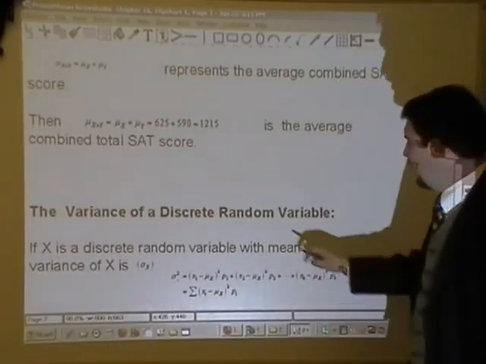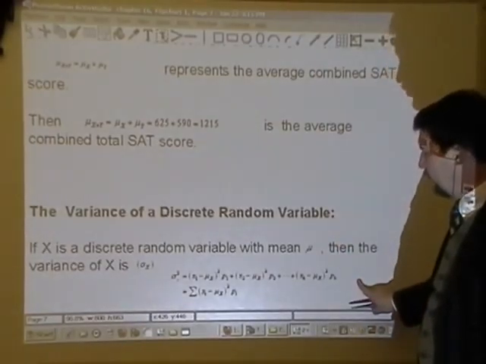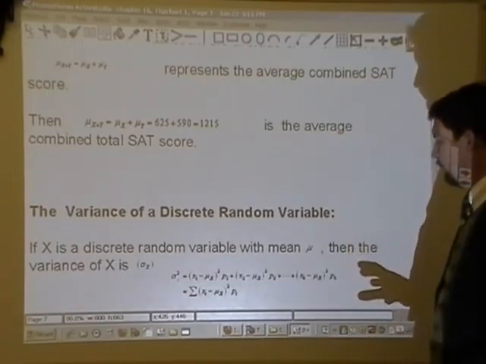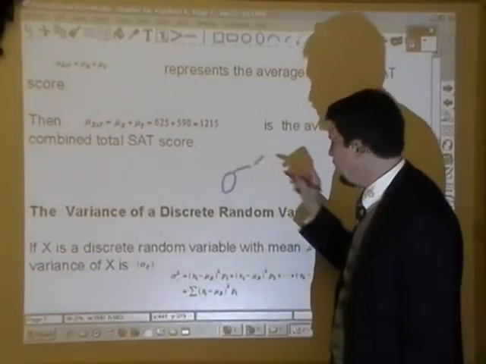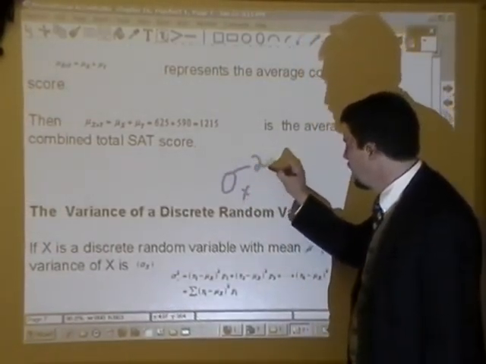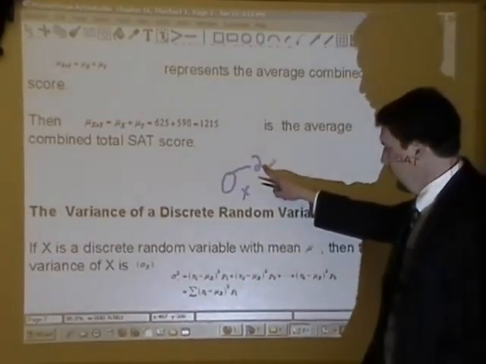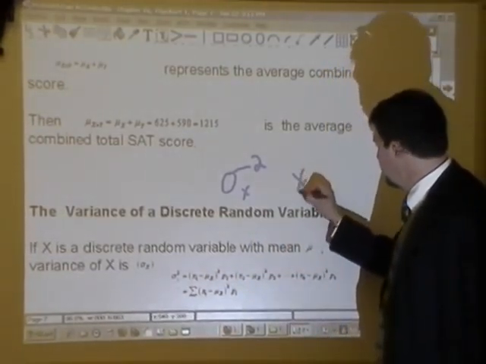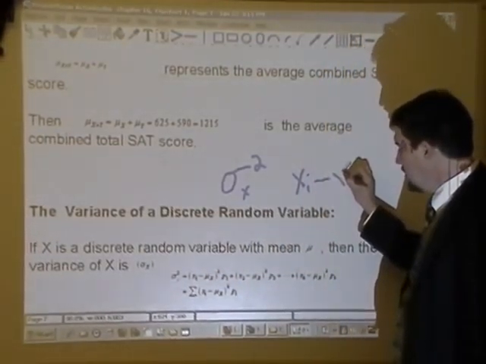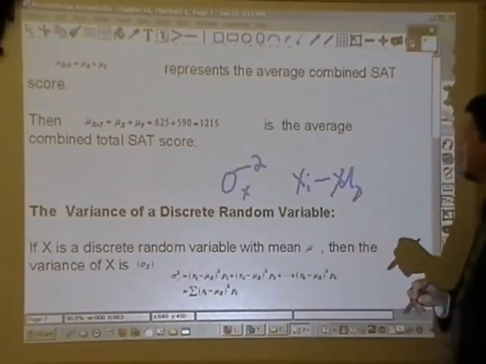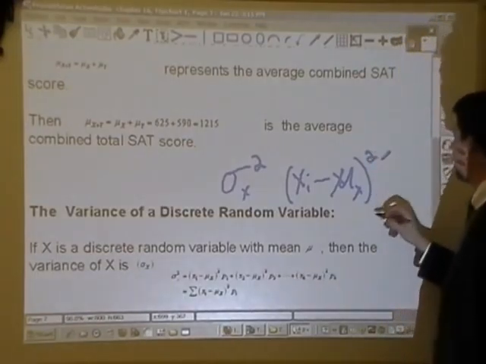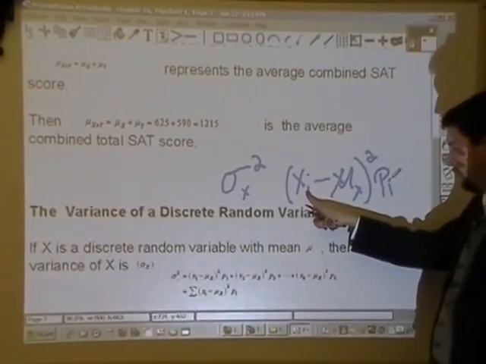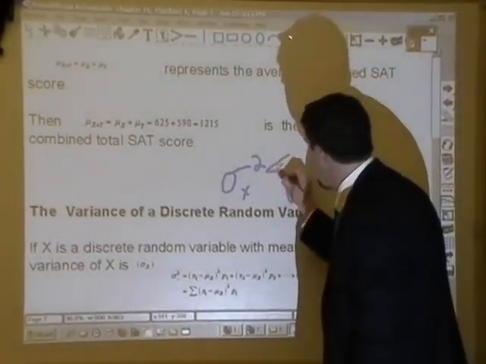Now, here it says the variance of a discrete random variable, and this is the formula for the variance. And the variance, we said, is the standard deviation squared. So here's the formula for the standard deviation of x. The variance is going to be written as the standard deviation squared. And the formula for the variance is equal to each value of x, x sub i, minus the mean of the distribution. I have to square it, I have to multiply it by the probability associated with this x. Okay? And then what I have to do is I have to sum them up.